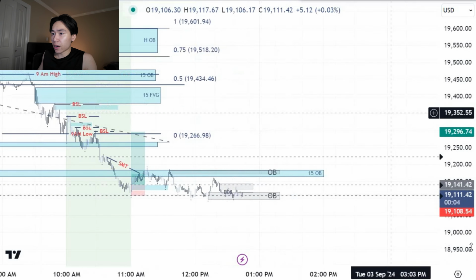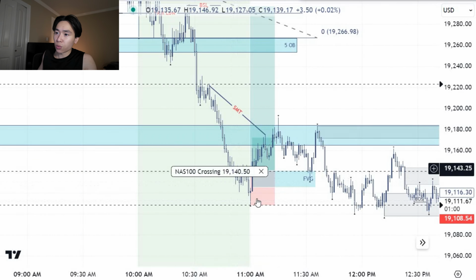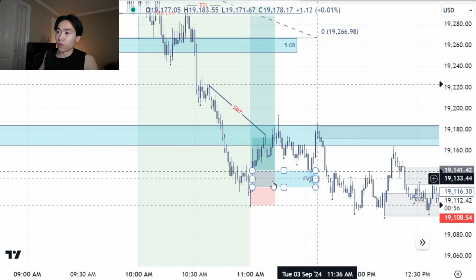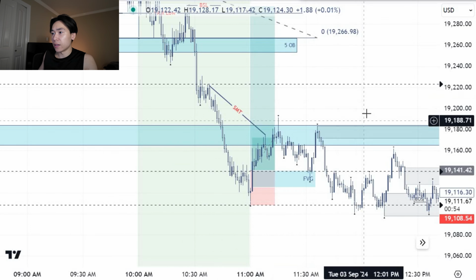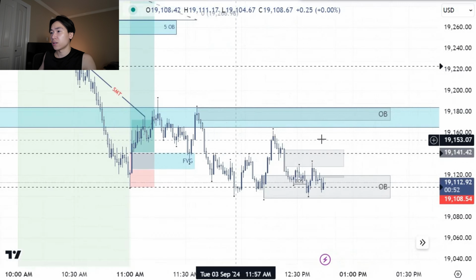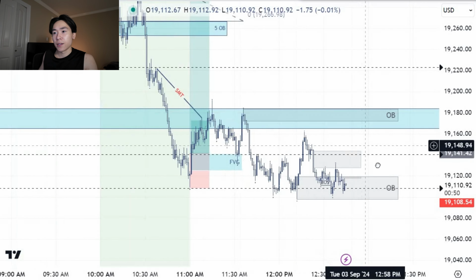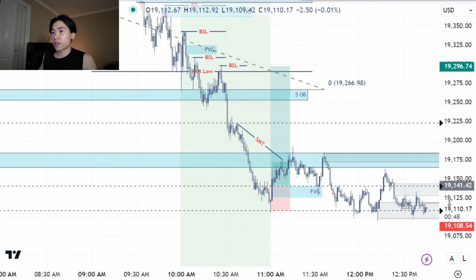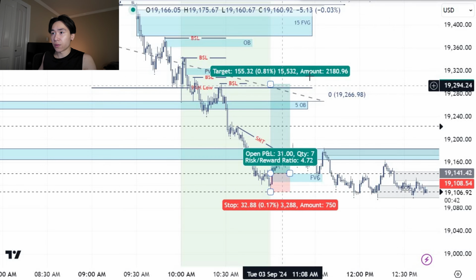So basically here, I took the trade. I saw this as a little swing, displacement, retracement to fair value gap. Price went up and then went back down, stopped me out, which honestly really sucks, but that's basically how this trade went. And I was targeting these highs right here.